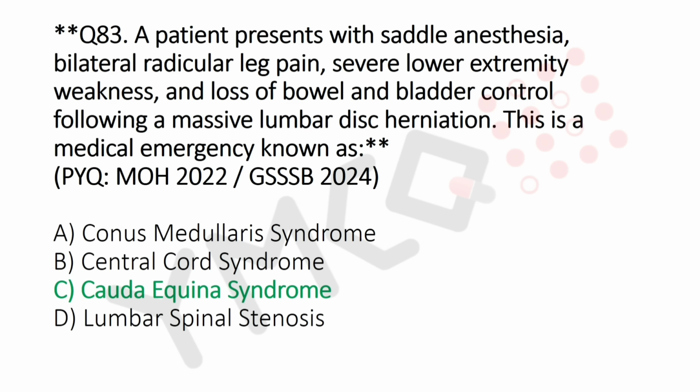Loss of bowel and bladder control combined with numbness in the saddle area, groin and inner thigh is the ultimate red flag. This is cauda equina syndrome and requires immediate surgery to save the nerves. Okay. Now let's move to question number 84.